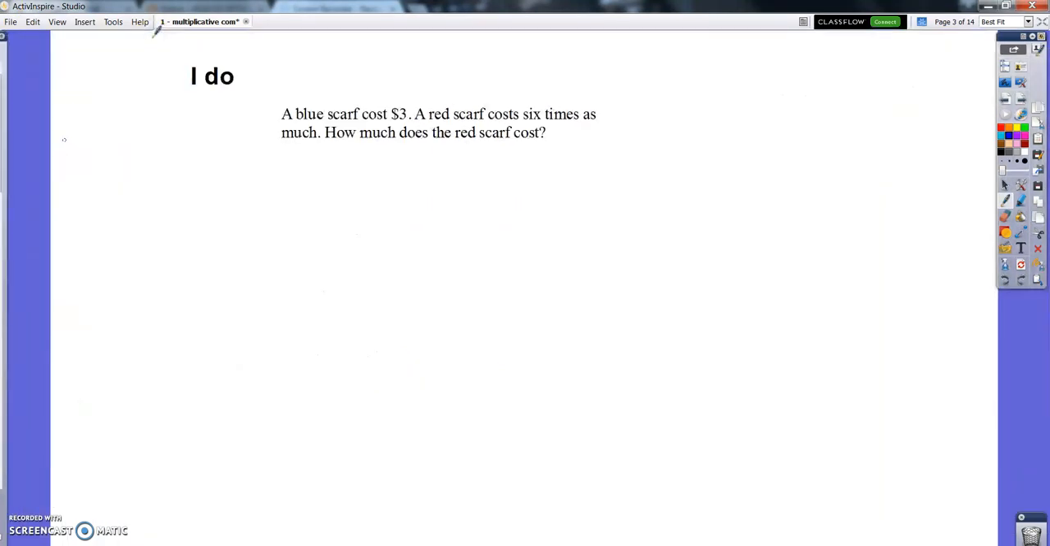So a simple little situation. A blue scarf costs $3 and a red scarf costs 6 times as much. How much does the red scarf cost? So not a real hard situation to understand.